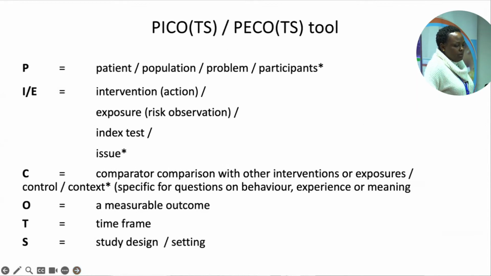Now, when we're doing a search, we can use PICO, but some people add T, which is a time frame, and S, which is a study design. So if we wanted to limit ourselves to, let's say, clinical trials, we'd put it here, or economic evaluations, we'd put it here. Time frame, there's a way you can say, I don't want anything before 1990 or something like that.